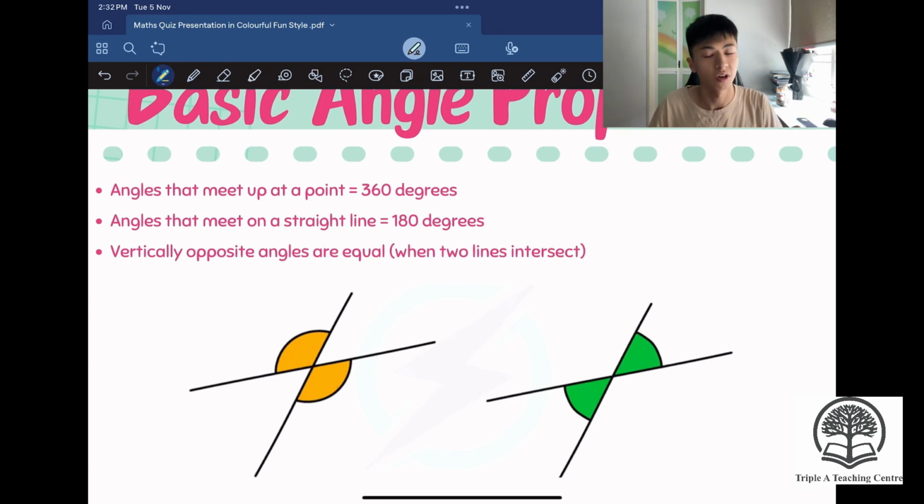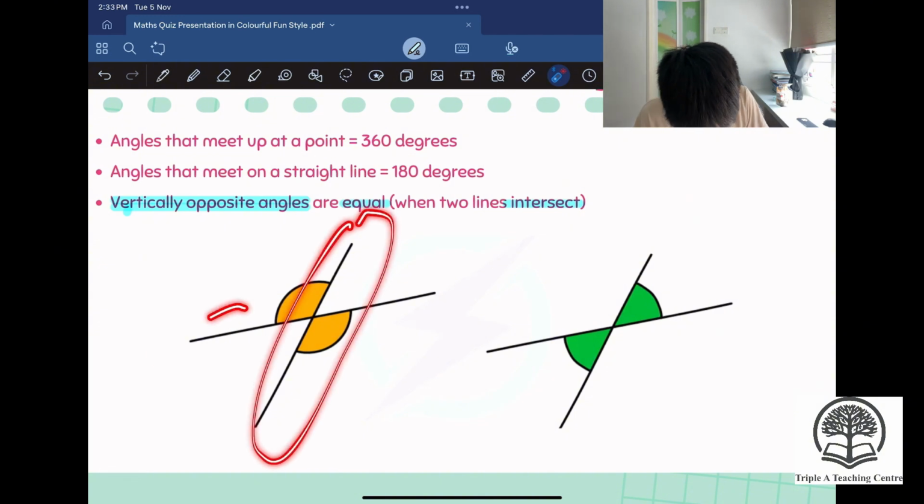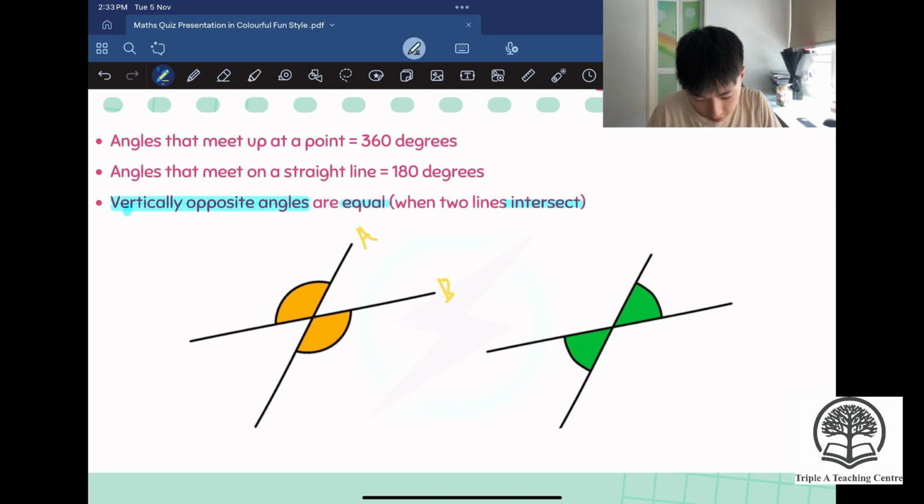Now the third point here is probably the most confusing, but probably the most practical one that you will be using through your exercises. So, vertically opposite angles, let me highlight that for you real quick. Vertically opposite angles are equal when they intersect. So I have 2 drawn examples down here. You see this line and this line over here. Let me name them line A and line B. When they intersect, these 2 sides opposite to each other are equal.